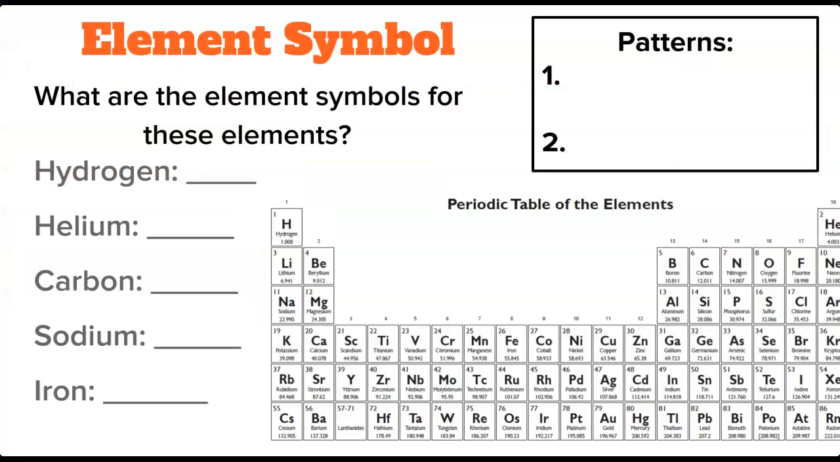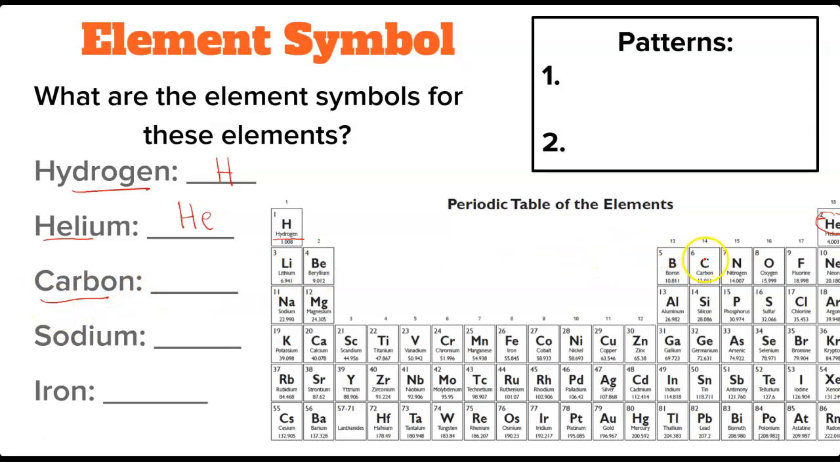So if we see the periodic table down here, we can try to find the symbols for these words. Hydrogen is right here. The element symbol is H, capital H. Try to find helium. That's over here. We looked at helium as an example. We looked at its atomic number last week. Its symbol is capital H, lowercase e.